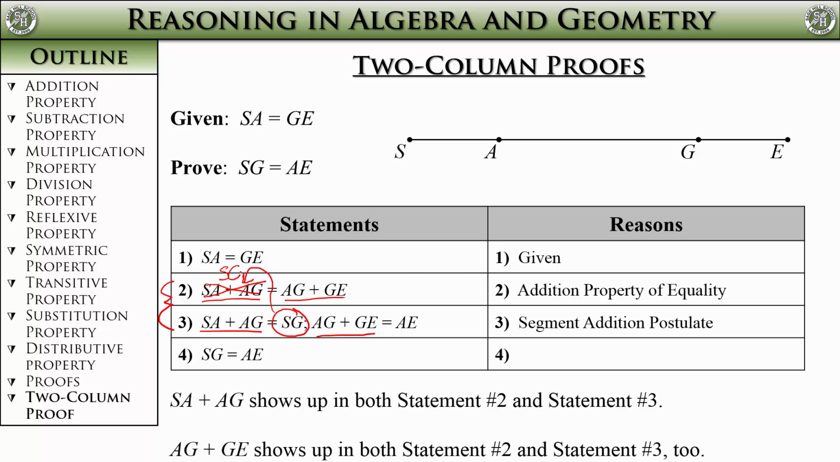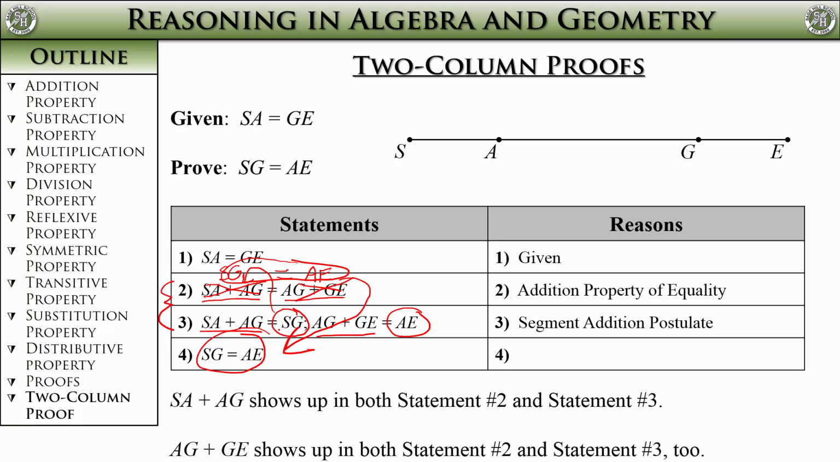So I'm going to put SG here. I'm allowed to do that because I know that SG is equal to SA plus AG. Over here I have AG plus GE, and over here I have AG plus GE. Statement number 3 tells me that AG plus GE equals AE. So in this line I'm going to replace this with the thing that it's equal to, namely AE. By doing this, my equation over here has changed to SG is equal to AE, which happens to be what I'm trying to prove. So that's the process.